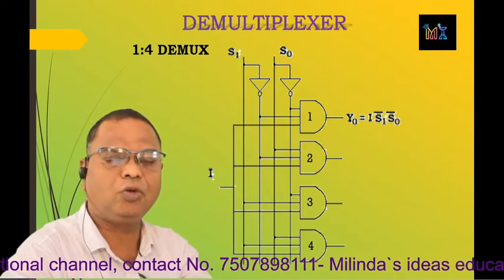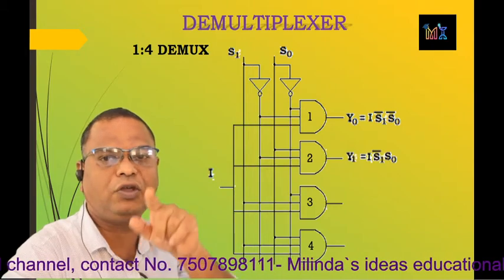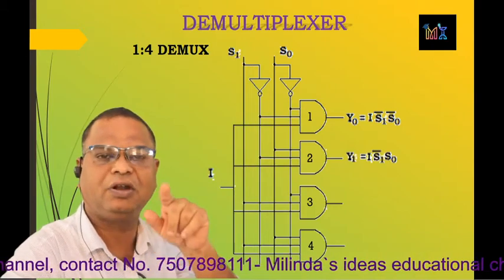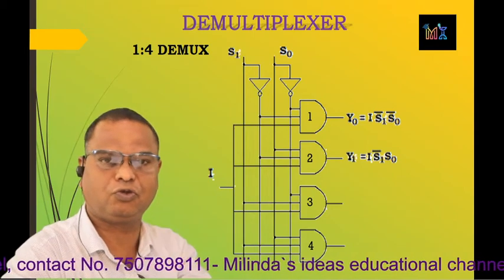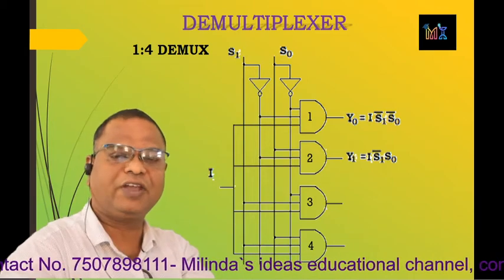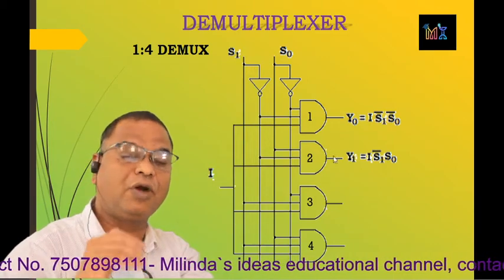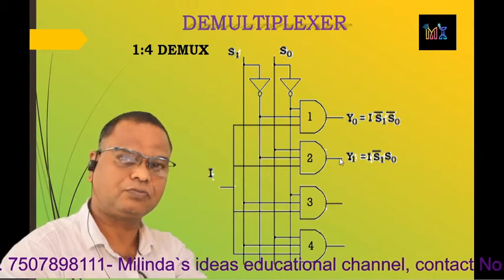So what is the output of each AND gate? The output of first AND gate is Y0 is equal to I, S1 complement, S0 complement. Output of second AND gate is Y1 is equal to I, S1 complement, S0.